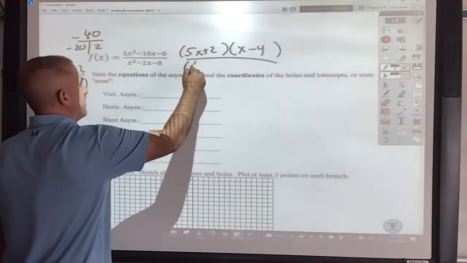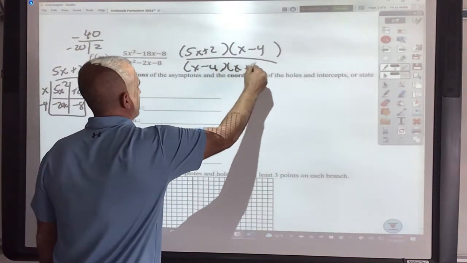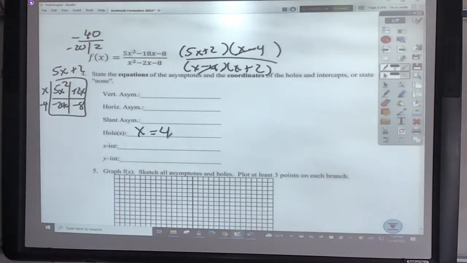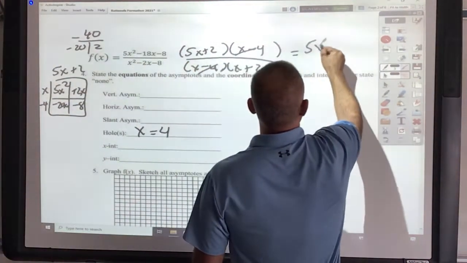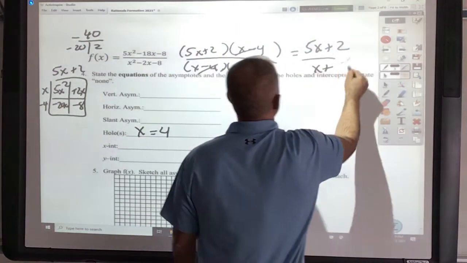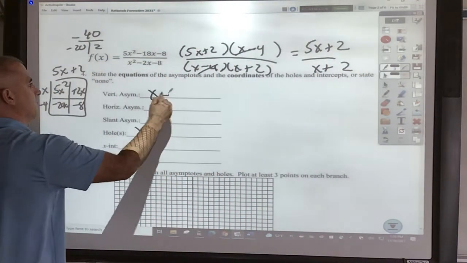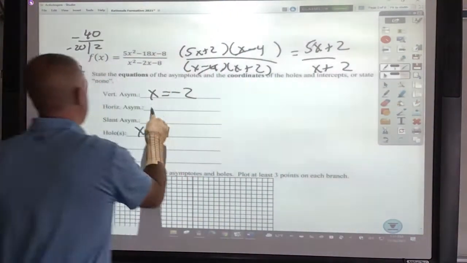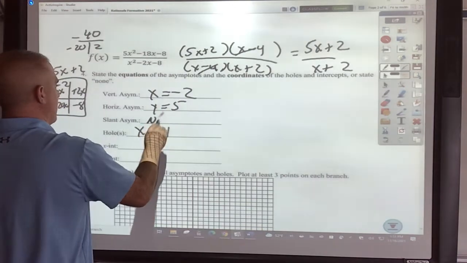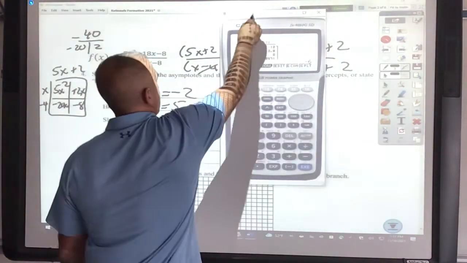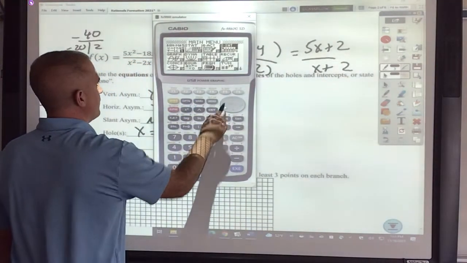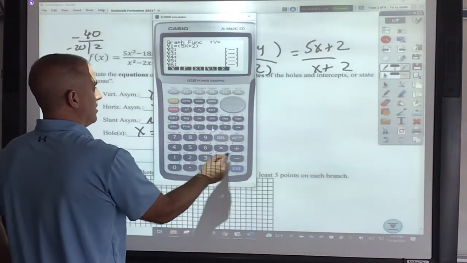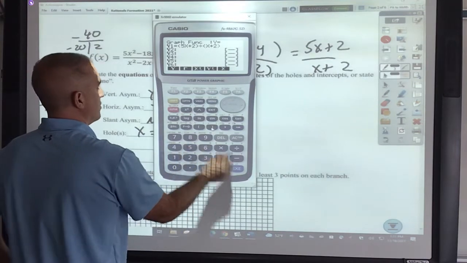Okay, this one's pretty easy. This is going to be x minus 4, x plus 2. So that eliminates where my hole would be, x equals 4. Okay, what's left over would be 5x plus 2 over x plus 2. So my vertical asymptote is at x equals -2. In this situation, I have a tie, this and this, so that would be y equals 5. That would be none. Okay, I would want to go to menu and graph, and I want to put 5x plus 2 divided by x plus 2.